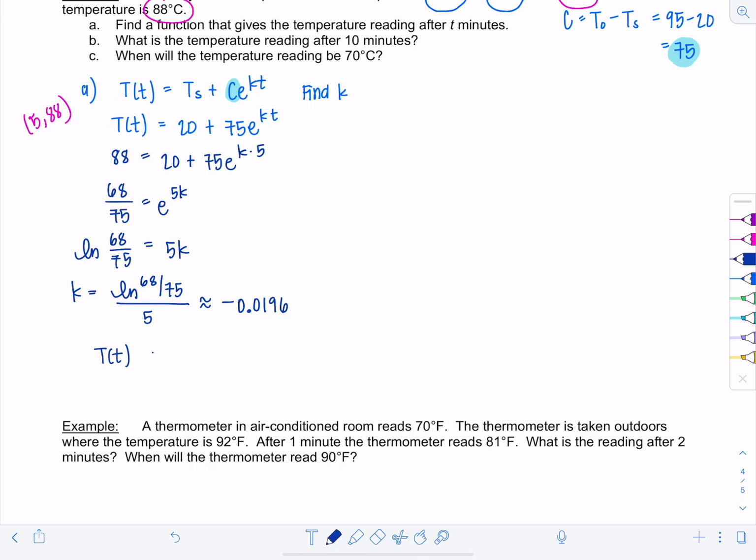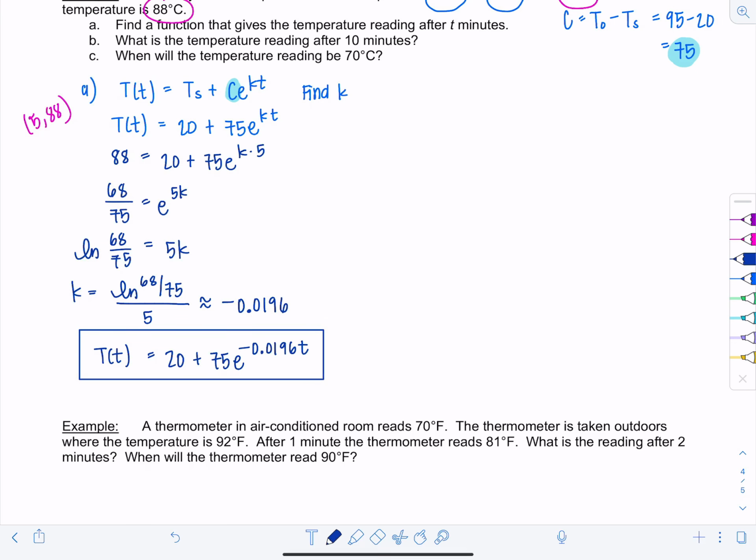T of t equals 20 plus 75 times e to the negative 0.0196 times lowercase t. Now hopefully you see the importance, if your math teachers ever got on you for writing in all caps. You can't do that because we use capital and lowercase letters to represent different quantities.